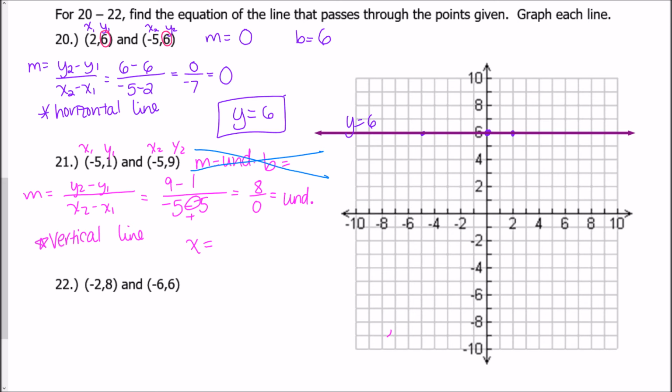And every vertical line always starts with an equation, always starts with x equals. Well, what's x going to equal? If I look right here, all my x values are the same. X equals -5. And if I were to graph out the points -5, 1, and -5, 9, I can see that my x values will both be -5, and it's going to be -5 everywhere along the line that I'm drawing right here.